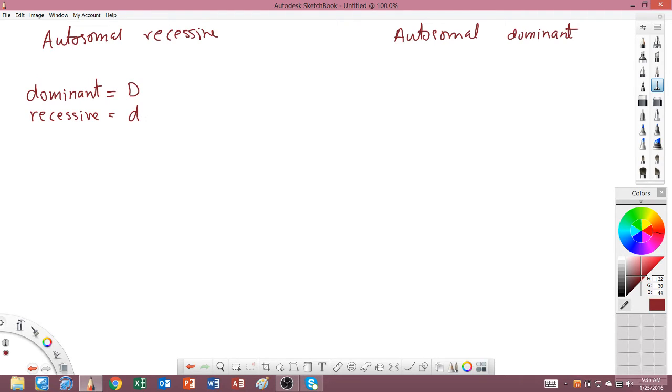Use the same letter. So same letter will represent what? Same gene. If you want a gene to be represented by D, use D for both recessive and dominant. It's up to you which letter you want to use. But don't use letters like O, like C, because you cannot tell which one is capital, which one is small. Right? They're the same shape.